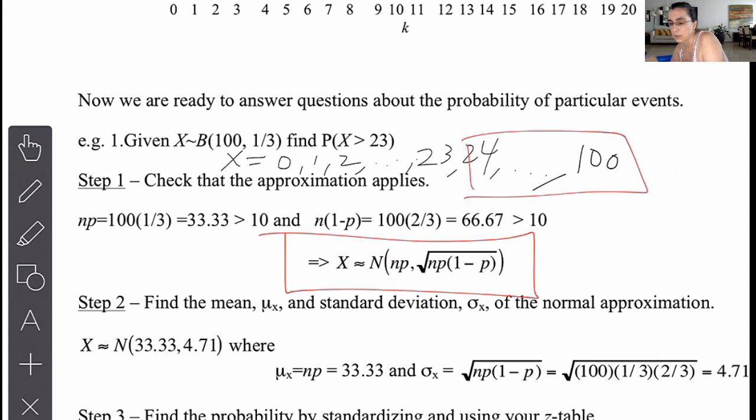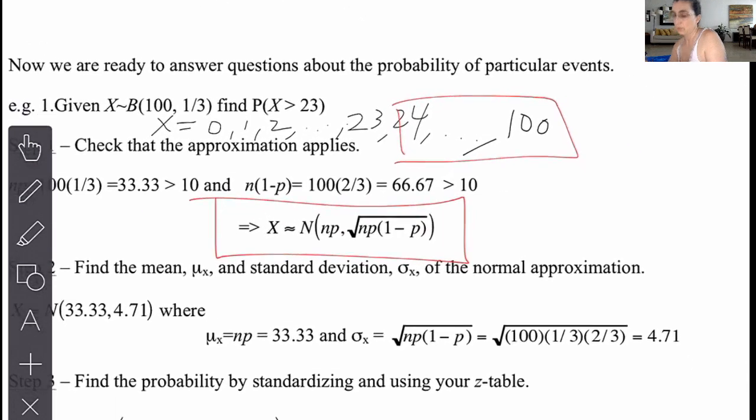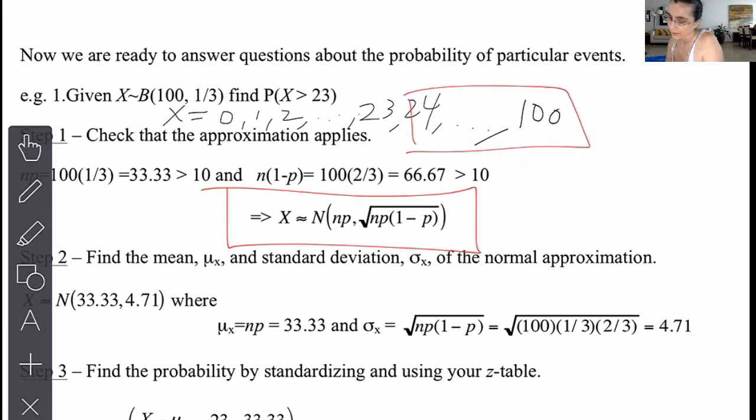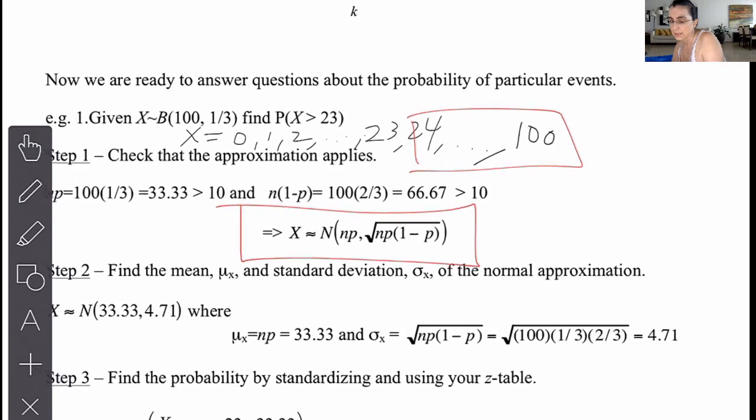Next step, let's calculate those parameters for the normal. The calculation is here. So you should punch this in to verify that you know what I'm doing and that you know how to use your calculator. N times p is 33, and n times p times 1 minus p. So multiply those together, say equals, and then square root to get this number. Okay? And then with those values, what we can do next is answer the question.